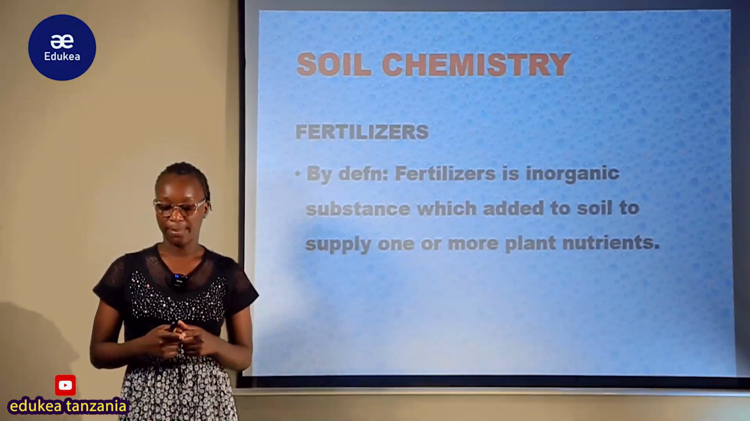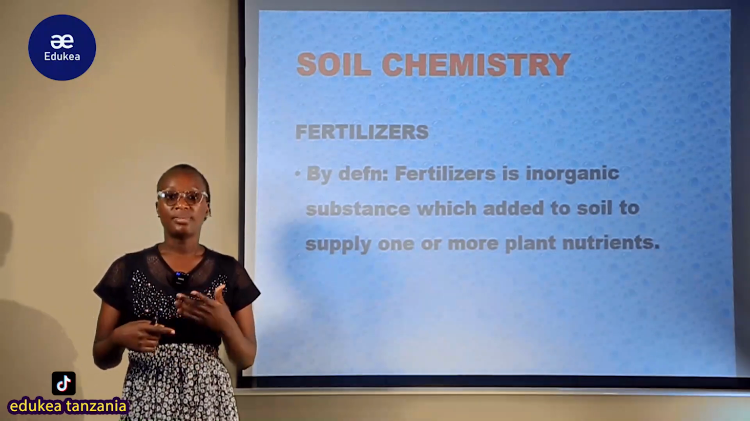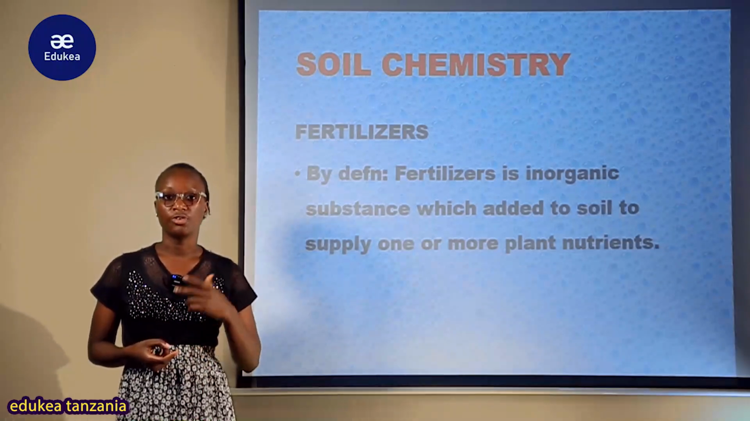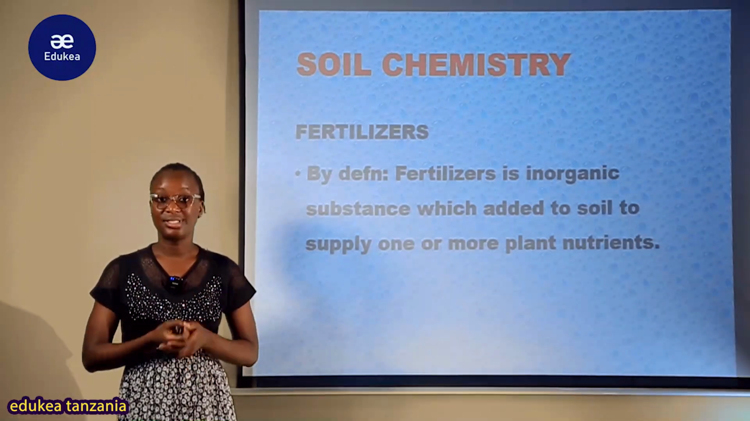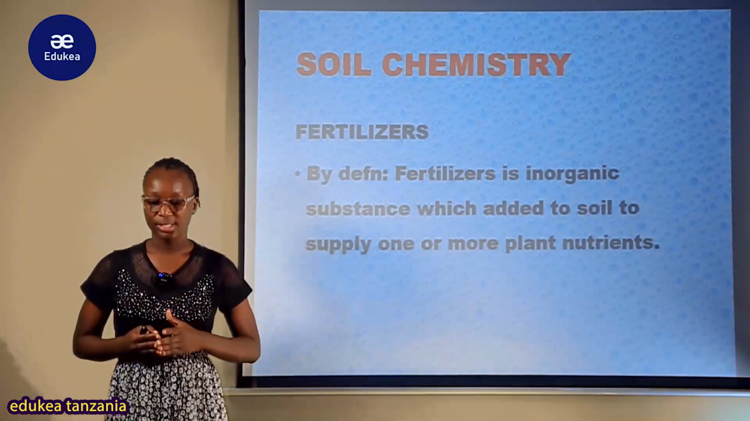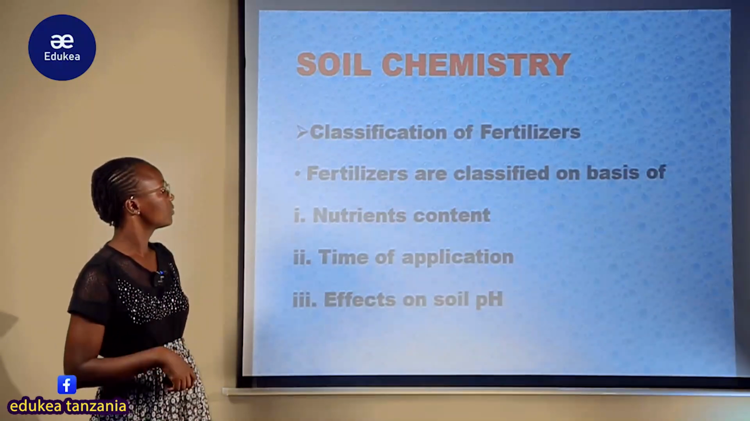The aim is to supply nutrients. It might be more than one nutrient, or maybe the fertilizer is made up of potassium nutrient or phosphorus nutrient or nitrogen nutrient. It depends. So my students, here we are going to look at details concerning fertilizers.